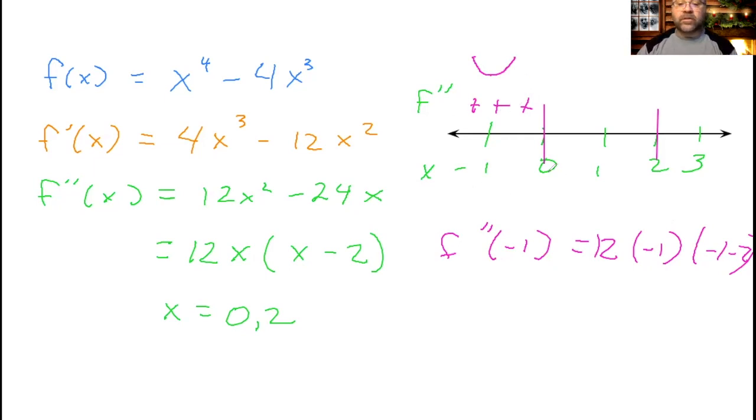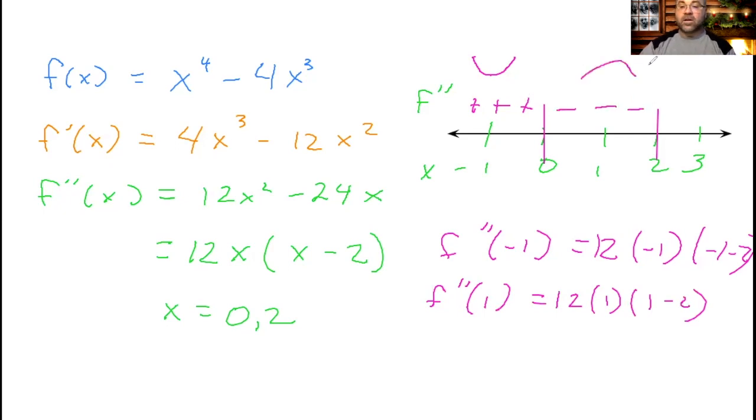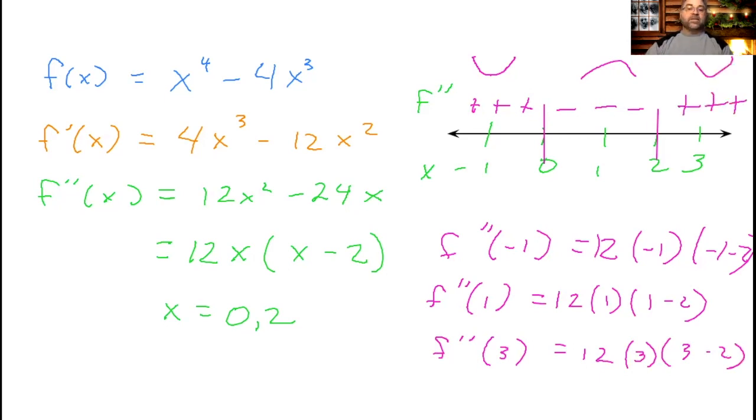Okay, what's happening between 0 and 2? Well, let's find f double prime of +1. Well, you get 12 positive times 1 positive times 1 minus 2 negative. Aha. We have concave down on the interval 0 to 2. And finally, test point at 3, I get 12 positive, 3 positive, 3 minus 2 positive, so positive, concave up again. And so I have established that I have 2 points of inflection. I have a point of inflection at x equals 0. I also have a point of inflection at x equals 2.